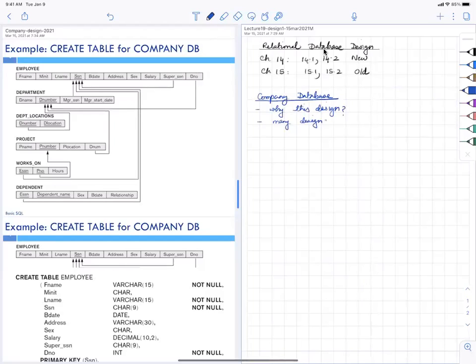So the question is, you can have many designs. So why this design? Is this the best design, and if it is the best, then why is this the best? Are there many good designs? So what we're going to cover in this class is, how do you come up with a good design? What is a good design? And what is a bad design? So we're going to be talking about database design theory.